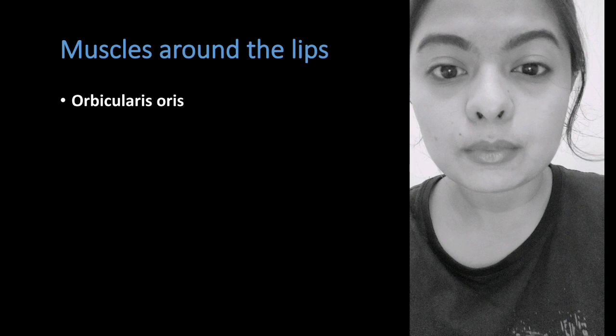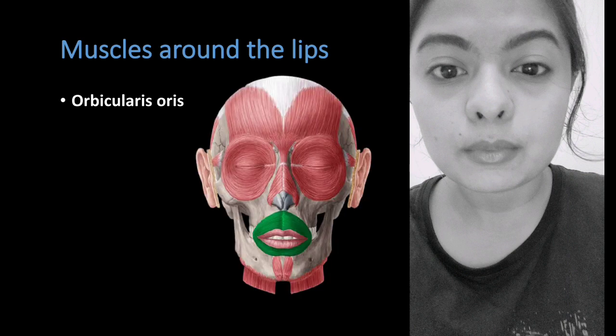Now coming to the muscles around the lips. The first muscle is orbicularis oris, and it is a very important muscle while recording maxillary and mandibular impressions in an edentulous mouth. Orbicularis oris has two different parts: the intrinsic part, which is a very thin sheet, and the extrinsic part, which is formed by converging muscles.